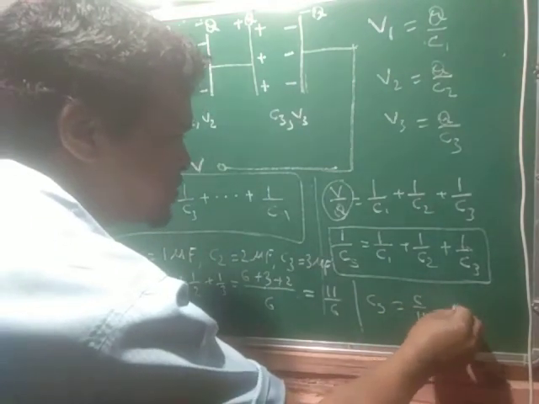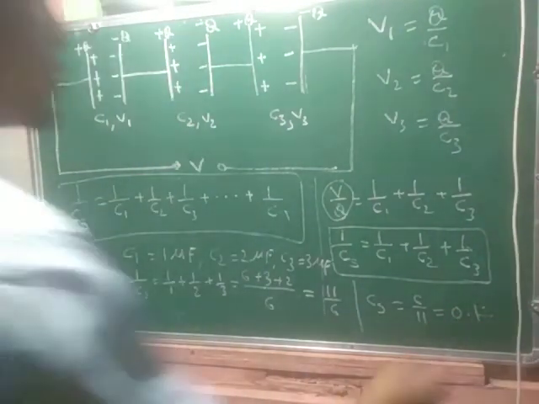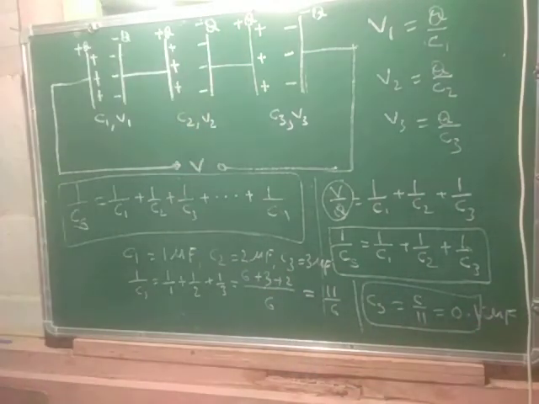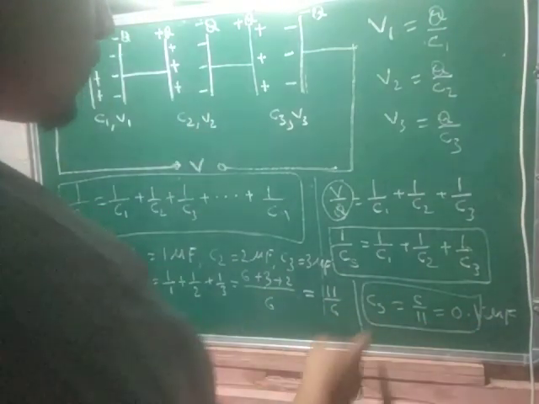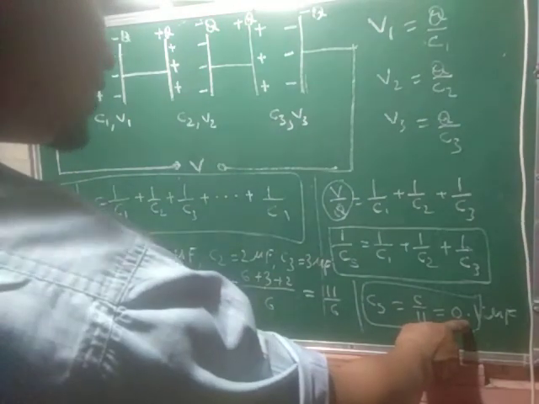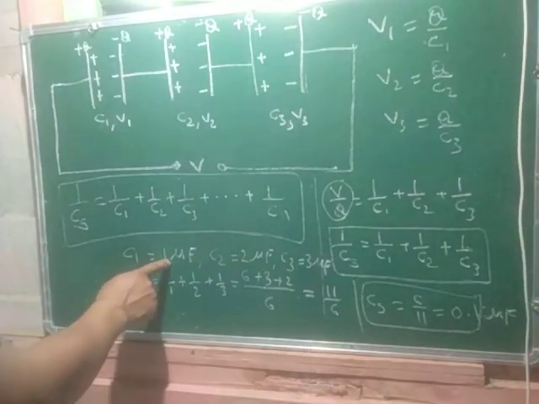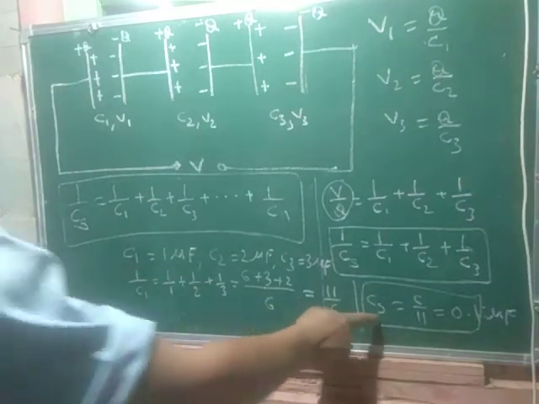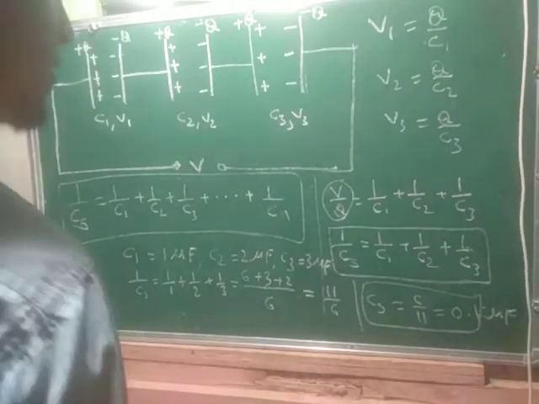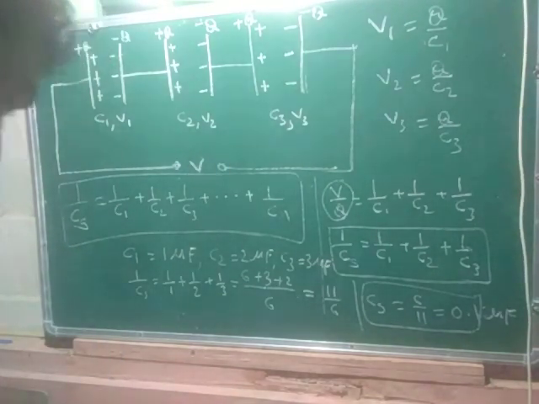When you divide this, you get 0.something, around 0.5 something, which is the value of the equivalent capacitance. Hence we conclude that the equivalent capacitance is always smaller than the smallest capacitance here. What is the smallest capacitance among the three capacitors? 1 microfarad. But we find that the total capacitance is lesser than this. That is the meaning of the point that the equivalent capacitance is smaller than the smallest individual capacitance.